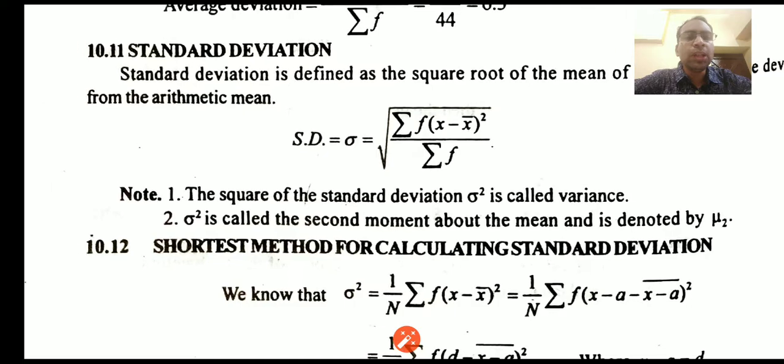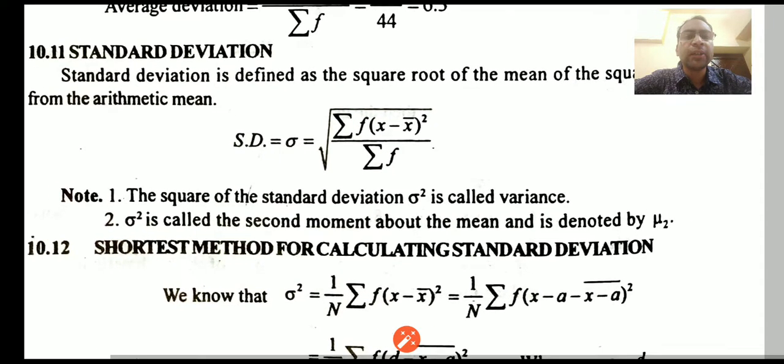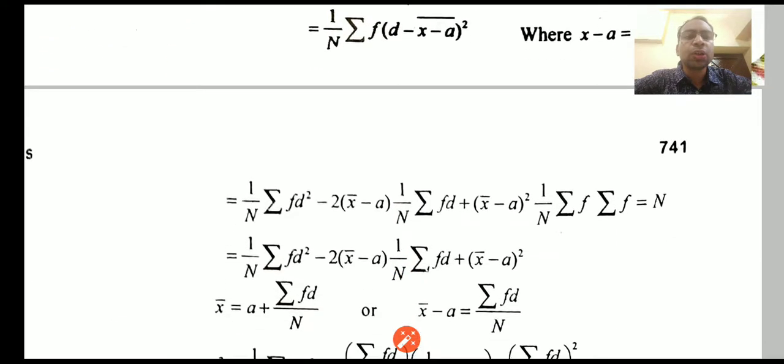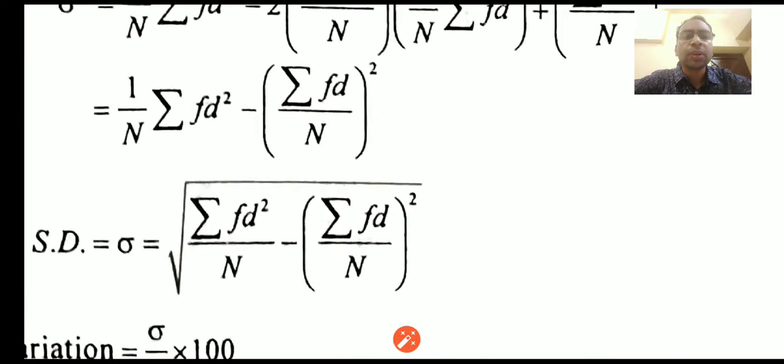Now let's talk about the shortcut method of the standard deviation. If we focus, this is the shortcut method, where we'll be using sigma is equal to under root of sigma of f d square divided by capital N, where capital N can also be written as sigma of f, the sum of all frequencies, then minus whole square of sigma of fd upon N. So this is the shortcut method for the standard deviation.